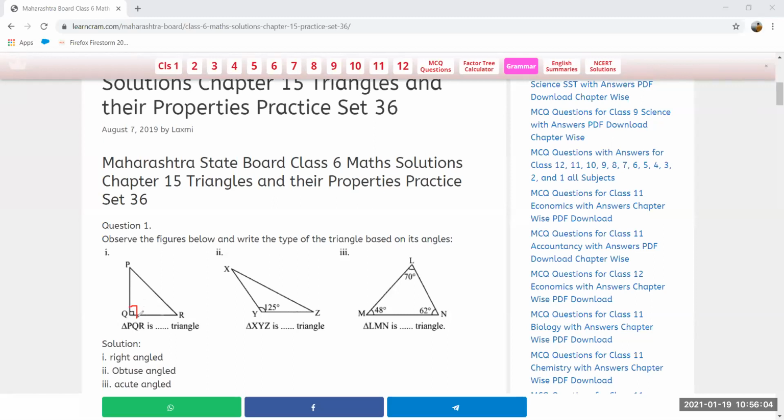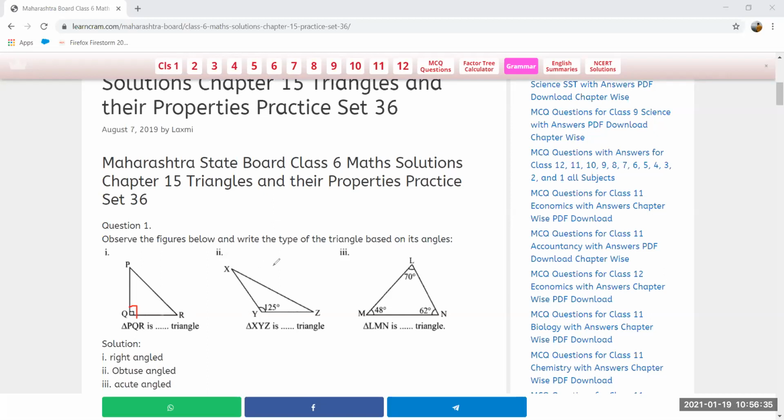If one of the angles of the triangle is 90-degree, then we can call triangle PQR a right angled triangle. In any triangle, if one of the angles is 90-degree, then we can call it a right angle triangle. All right, children.